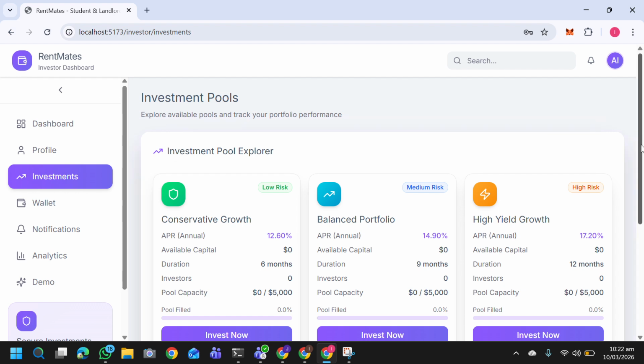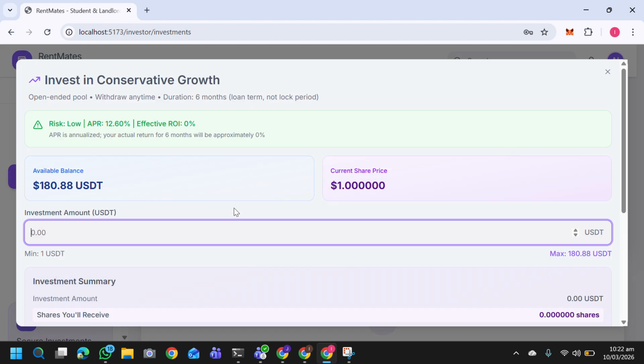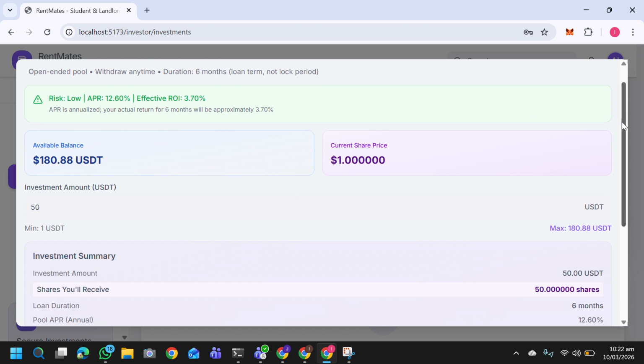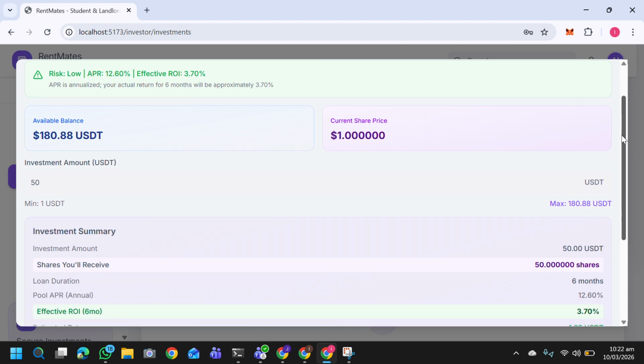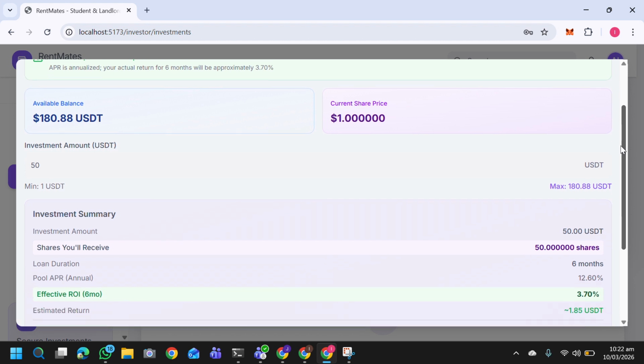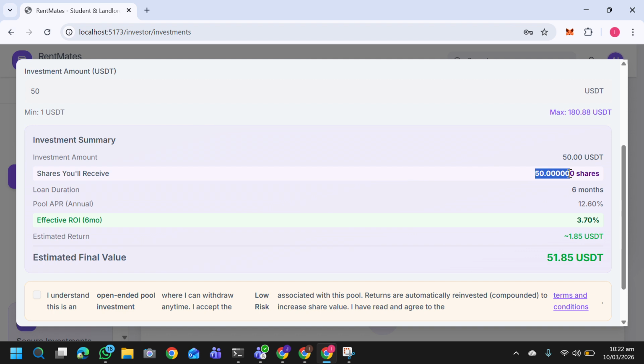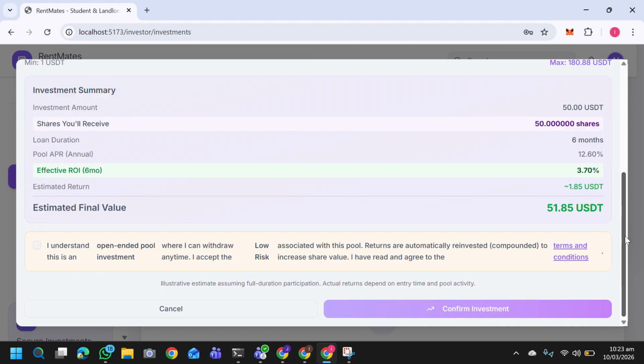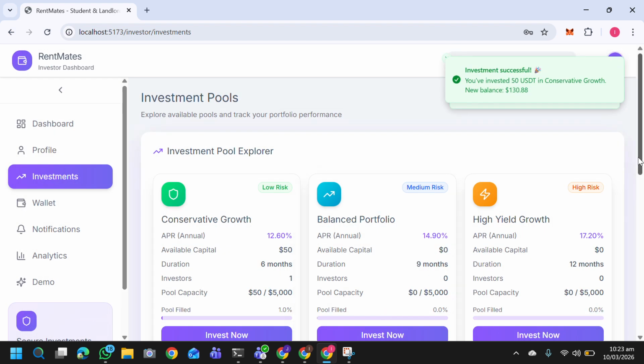He goes into the investment and he can invest in any one of the pools according to his preference. Since it is just the start, the current share price is $1, and he is buying 50 shares at $1 each. He's shown an effective ROI of 3.7, and he'll be able to get a return of almost 1.85. So let us check if indeed he gets a return of 1.85 or not.